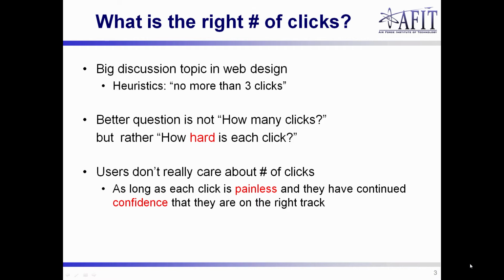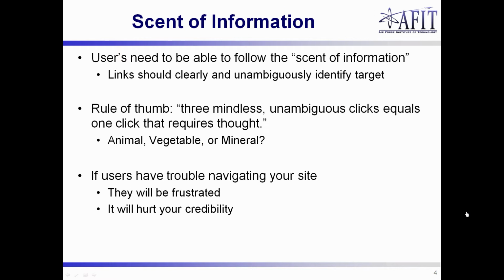Thus, it's much better to give them more clicks where they know each and every step along the way that they're going in the right direction than to have a very shallow navigation with only a few clicks, but they're constantly having to go back to the top because they keep going down the wrong path. Users need to be able to follow the scent of information. Your links should be clear, and they should unambiguously identify the target.